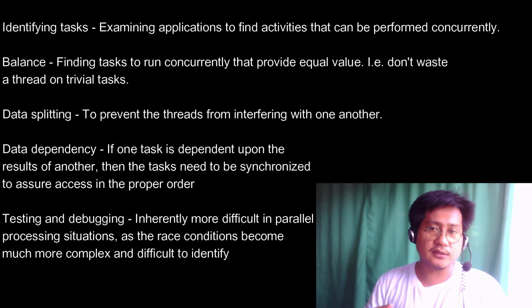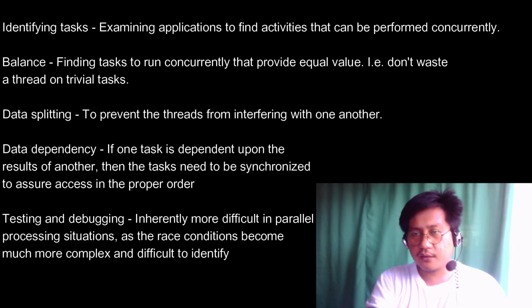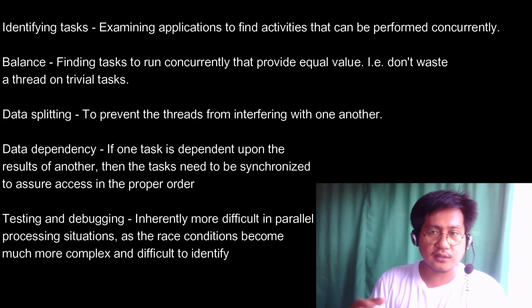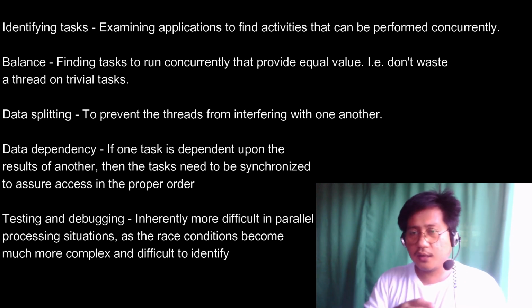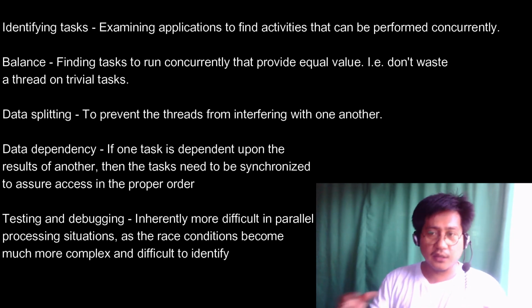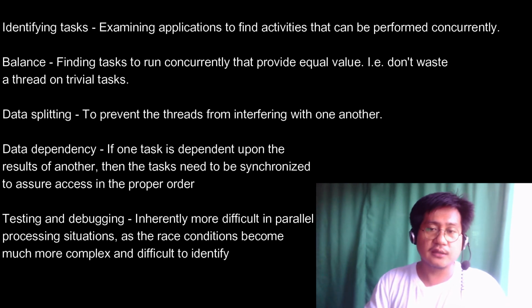The fourth is data dependency. If one task is dependent upon the results of another, then the tasks need to be synchronized to assure access in the proper order. And the fifth, the last one, is testing and debugging. This is inherently more difficult in parallel processing situations, as race conditions become much more complex and difficult to identify.